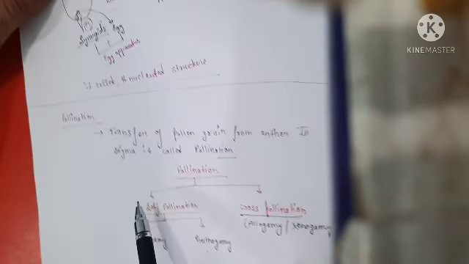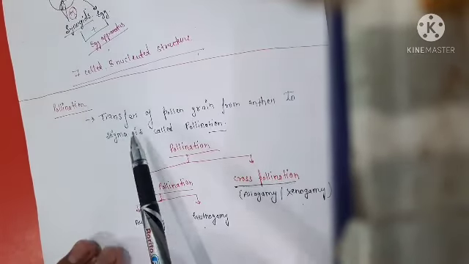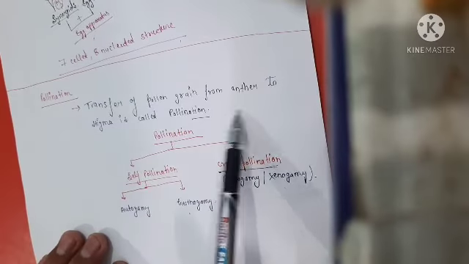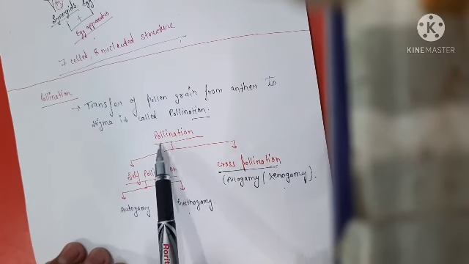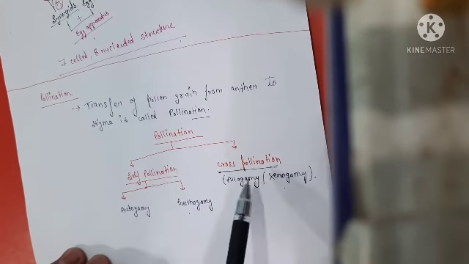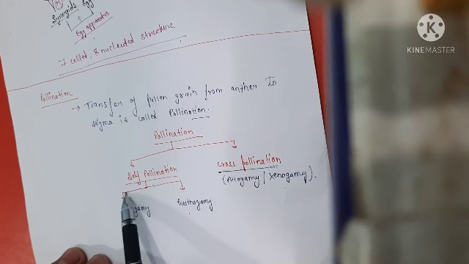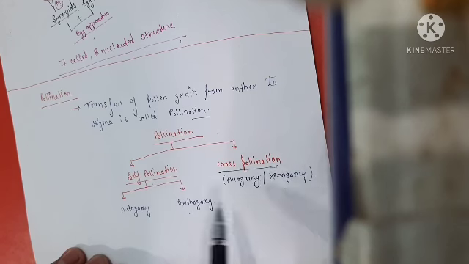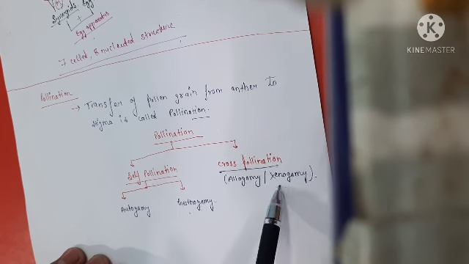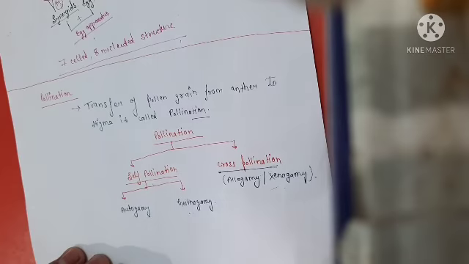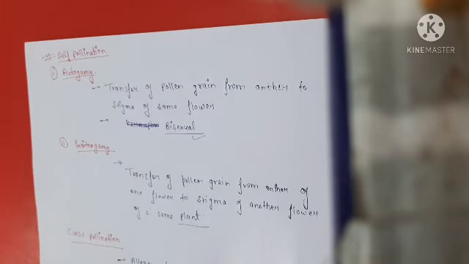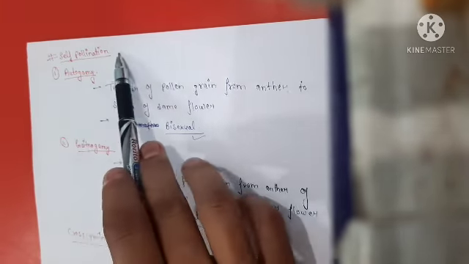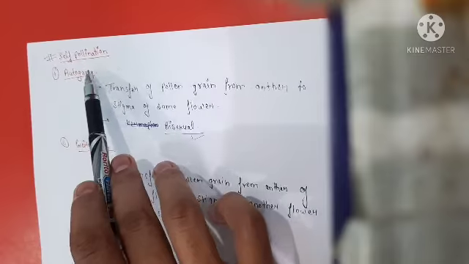After that, friends, we will discuss pollination. You know very well, transfer of pollen grain from anther to stigma is called pollination. Pollination is of 2 types: self pollination and cross pollination. Self pollination is also of 2 types: autogamy and geitonogamy. Cross pollination is also called allogamy or xenogamy. After that, we will discuss self pollination in more detail.